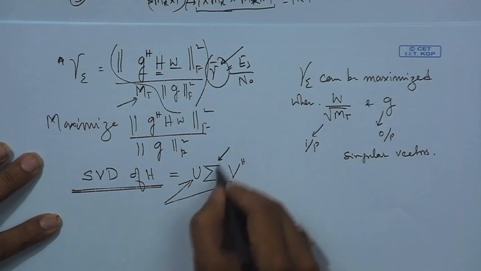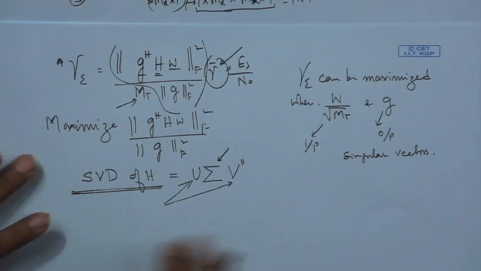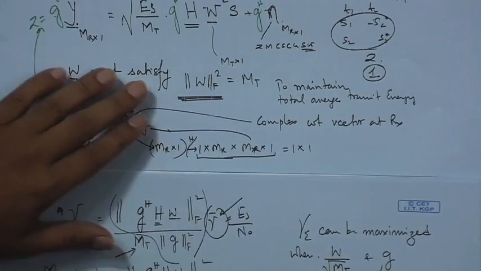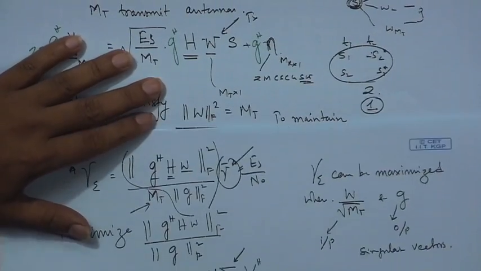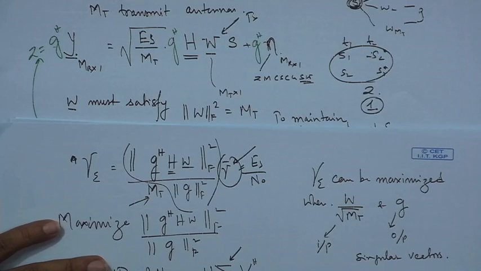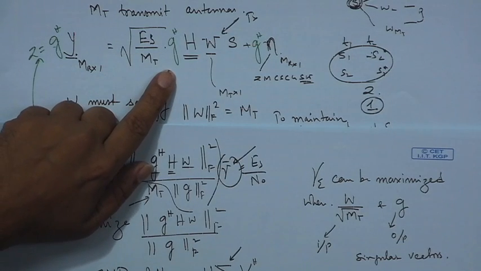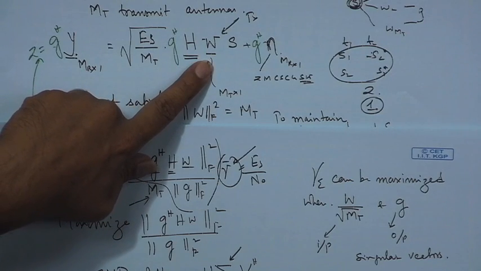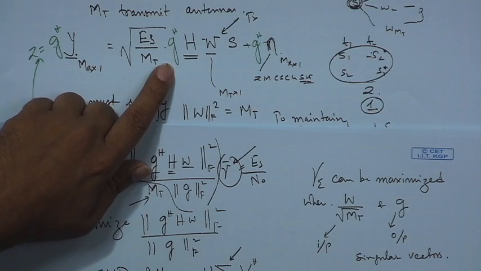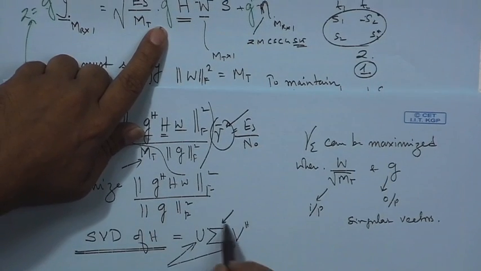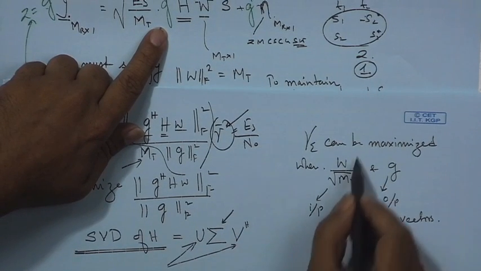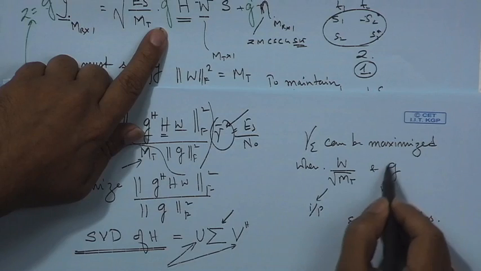So, if we choose them from U and V Hermitian, to be precise, I would choose W from V and G from U. In that case, U Hermitian U would lead to identity and V Hermitian V would lead to identity. So, that means if W is chosen from V and G is chosen from U, then we would be left with the sigma matrix. So, basically I would choose this from this and I would choose this from this.